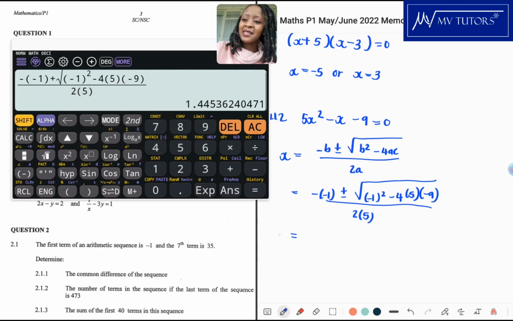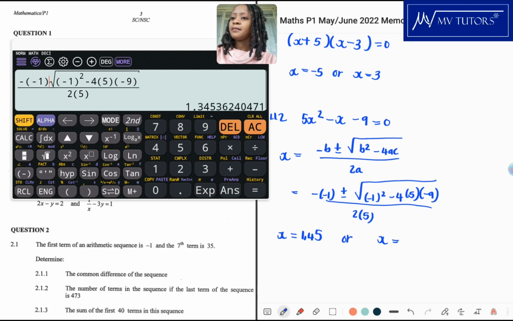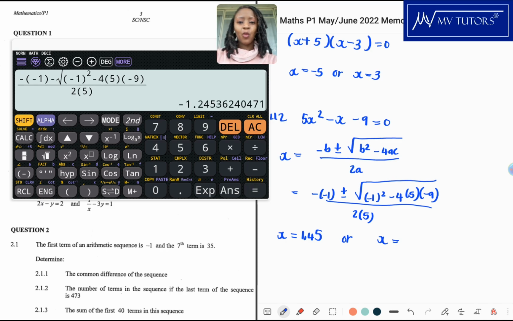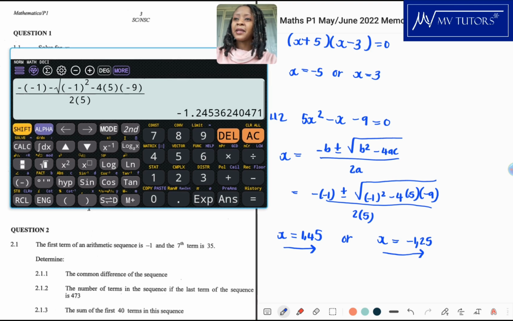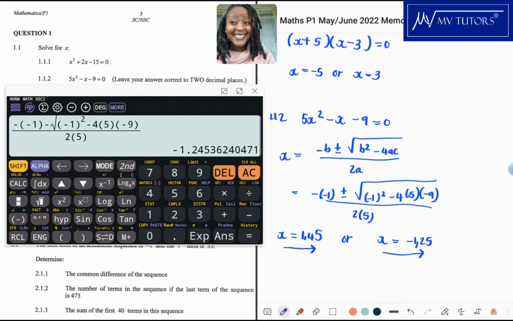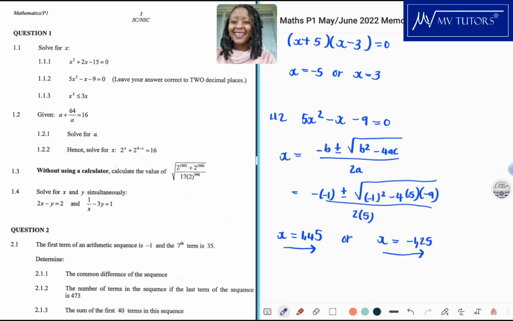Okay, so one of the answers, we have x is equal to 1,44, or no, let us round it off to 2 decimal places. Yes, 1,45. Or x is equal to, if we put a negative there, it'll be negative 1,25. Okay, so that was not bad. For those who are going to still write exams, please learn and practice how to do these questions fast. This is where you should be getting your marks and doing things quickly, because other questions are still coming that will require you to think and pause a bit.